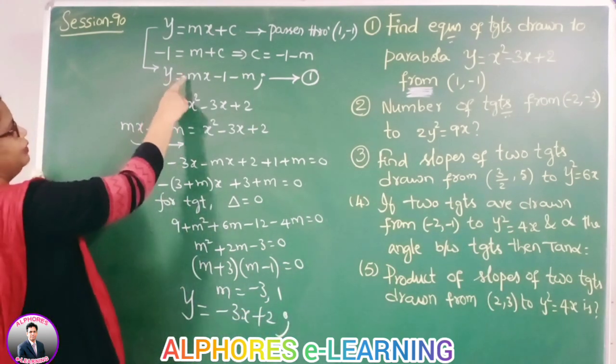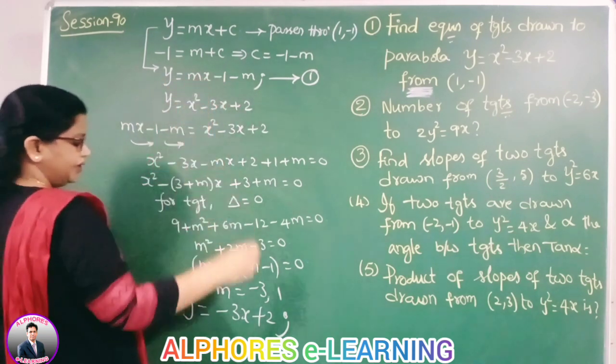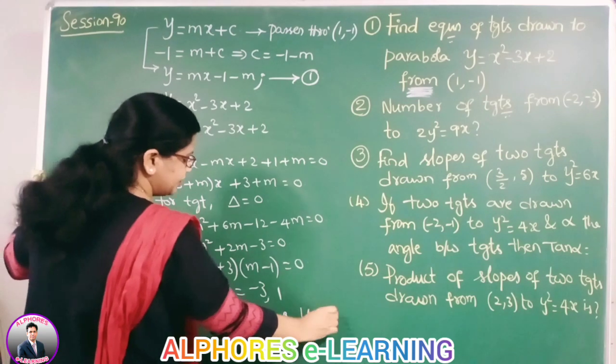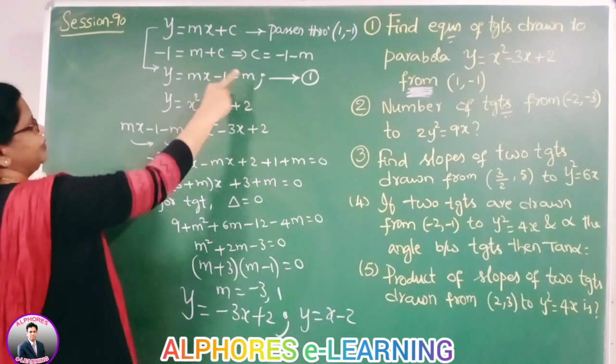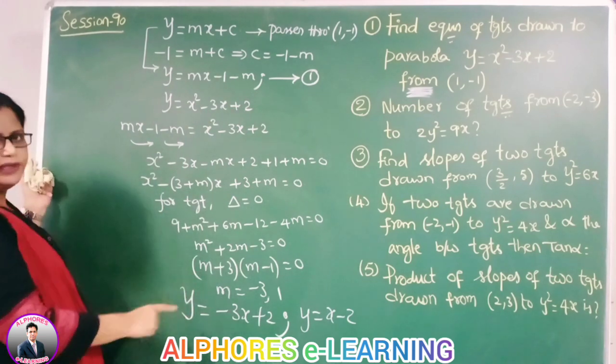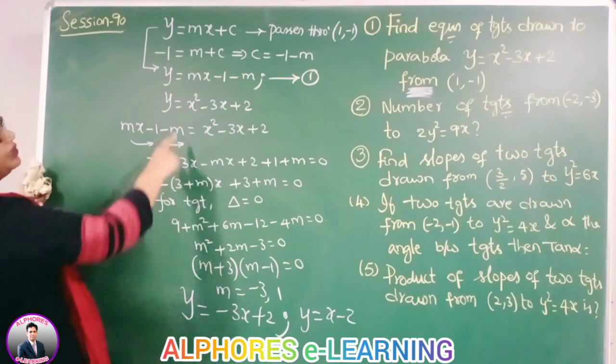M is 1 if I put here, this is y equal to x minus 2. Okay, y equal to x minus 2. If we substitute m is 1 here, it is x minus 2. And now students observe here, these are the two tangent equations from this concept.